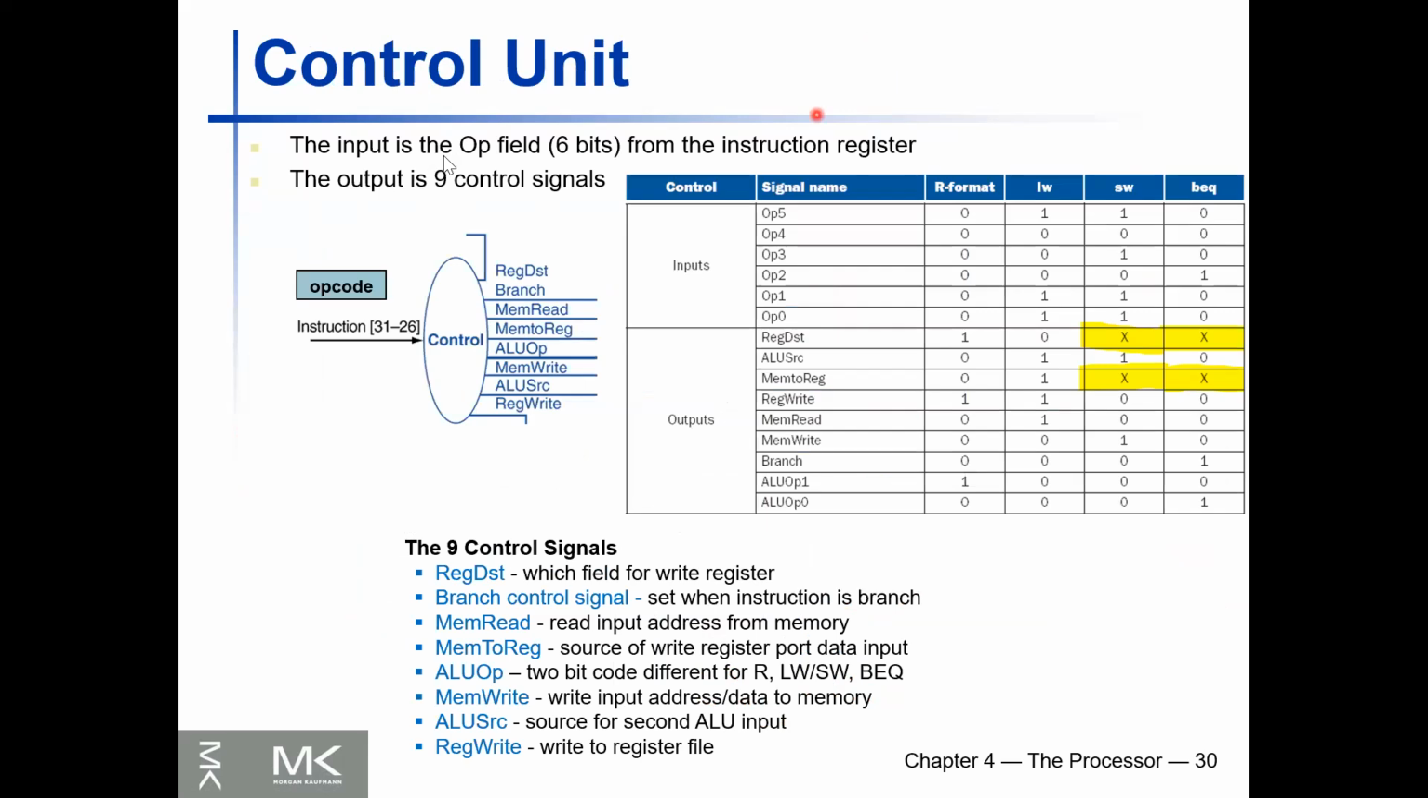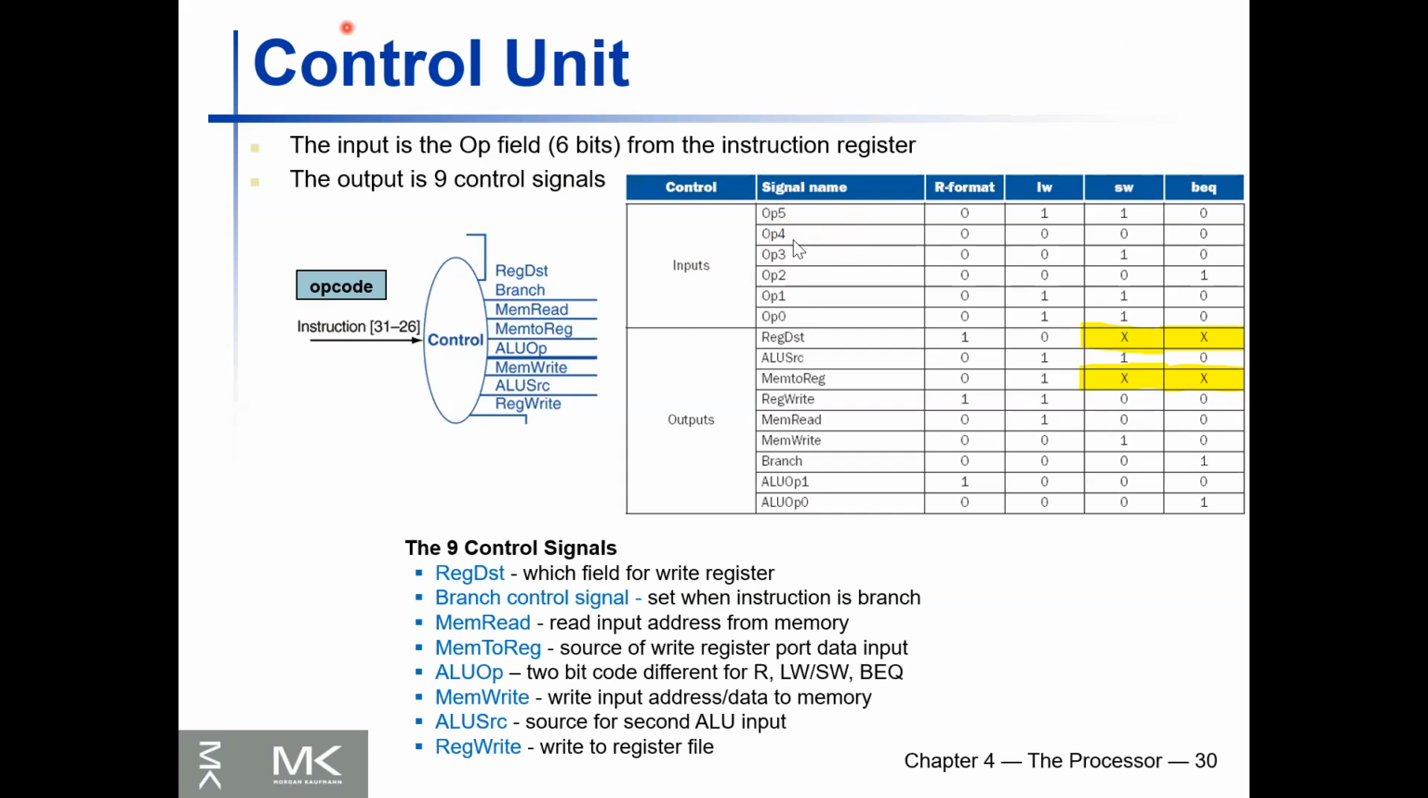So see this one, guys, the control unit. The input is the op field, which is 6 bits from the instruction register. The output is 9 control signals. As I said, it is 9 control signals. So we can see this table. In this table, we have these control inputs. These are basically the 6 opcode bits: op0, op1, op2, op3, op4, op5. All 6 bits are here.